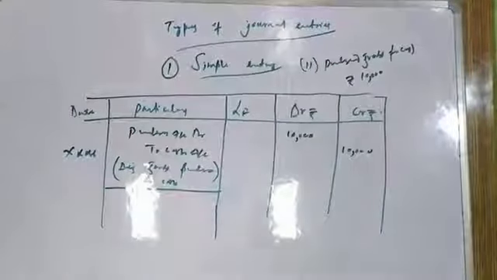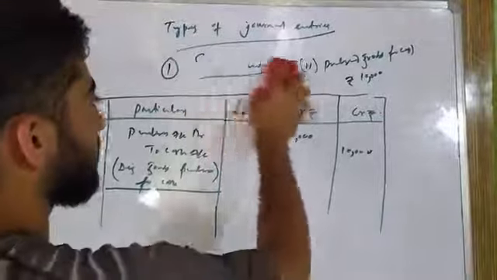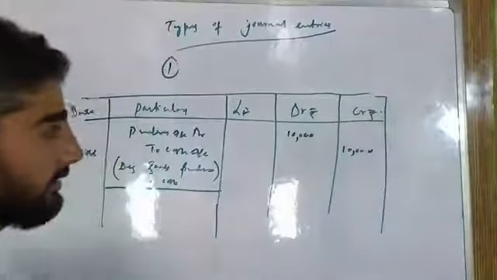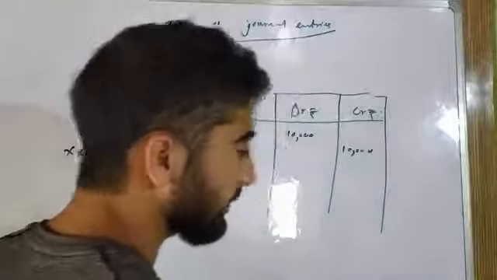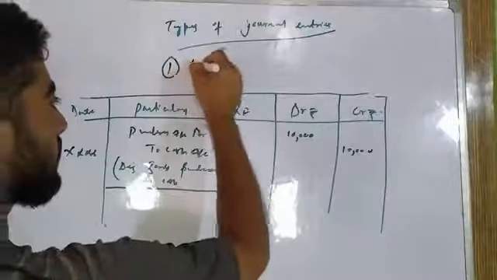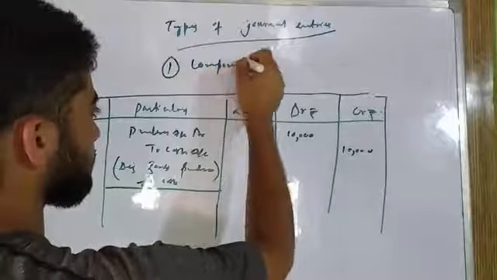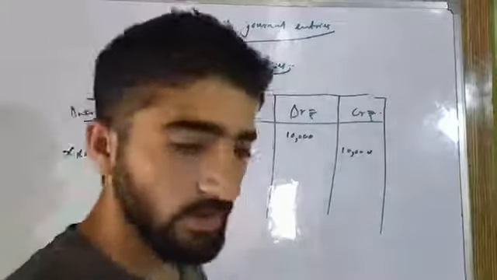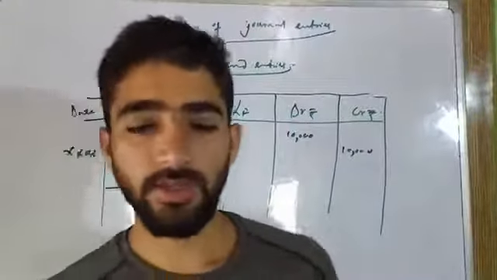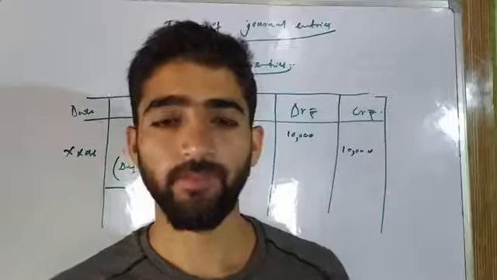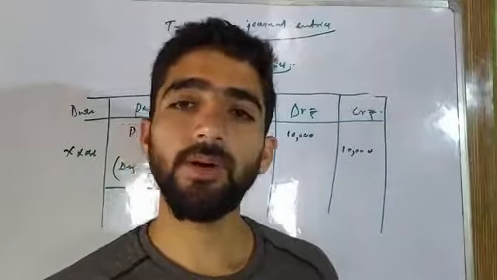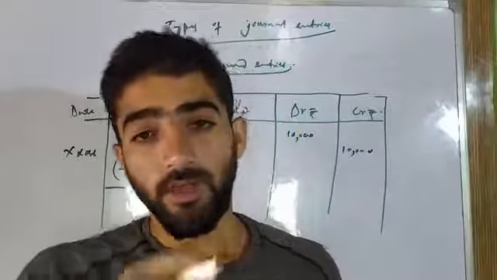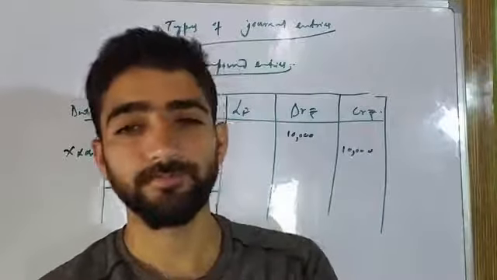Now, the second type of entries is compound entry. I hope you understood this concept of simple entry very well. Now, we will be discussing the second type, that is compound entries. What does this compound entry mean? We make compound entries in a journal for those transactions in which more than 2 accounts are affected.